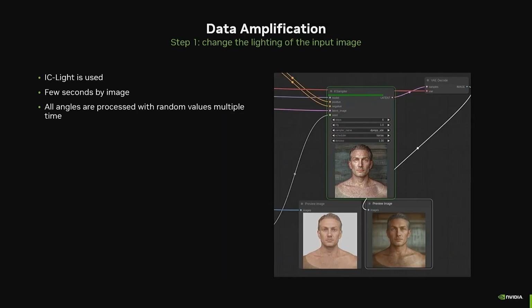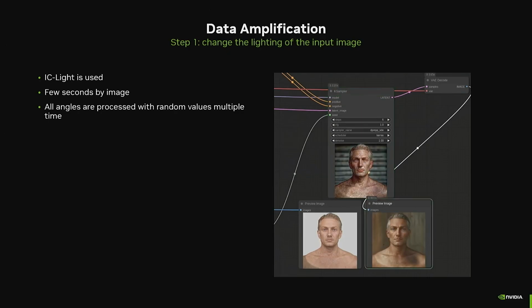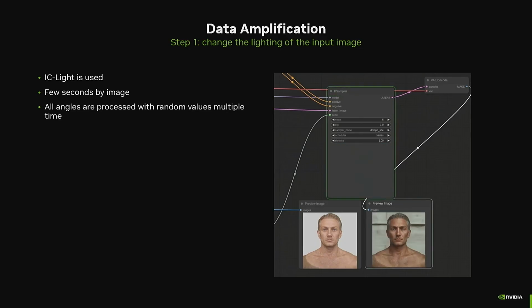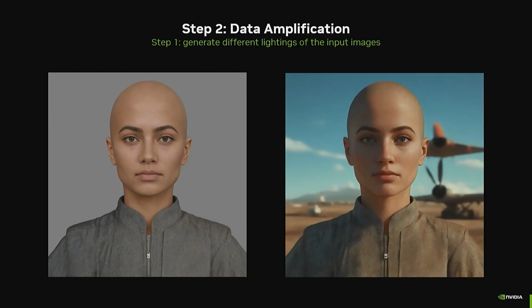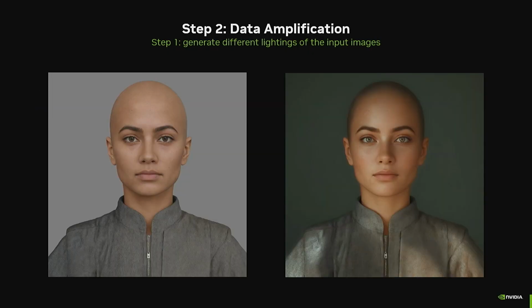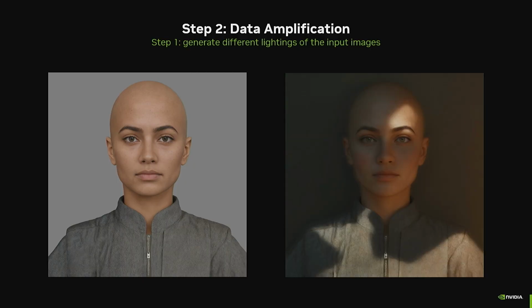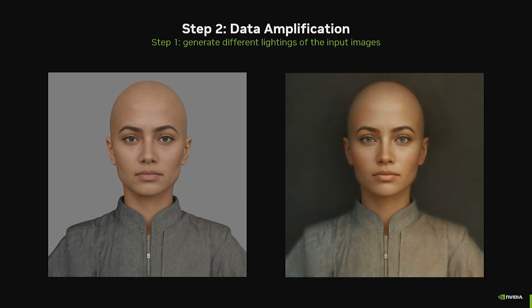The first step is to have a different lighting. As you can see here, I input one image, and this generates a different lighting. We use a model called IC Light, and it takes just a few seconds or even less to give us a different lighting. We do that for every angle of those 15 images. You can see here a video where we have different lighting for the character.